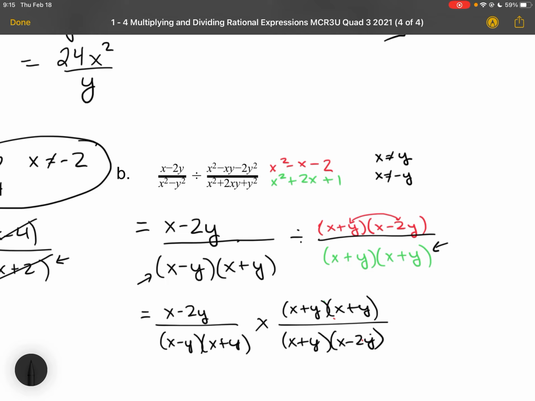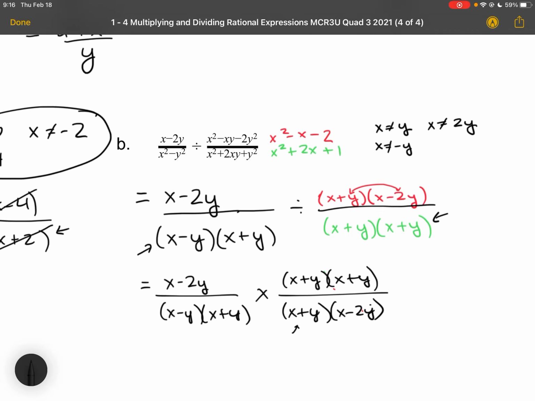Now because I've inverted, I'm going to check and make sure that I don't need to state any more restrictions. So x plus y is my first bracket here. X can't equal negative y. I already have that one. But I also have the restriction that x can't equal 2y. Now that I've done that, I've stated all my restrictions.